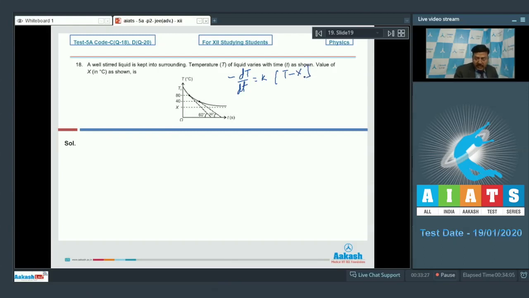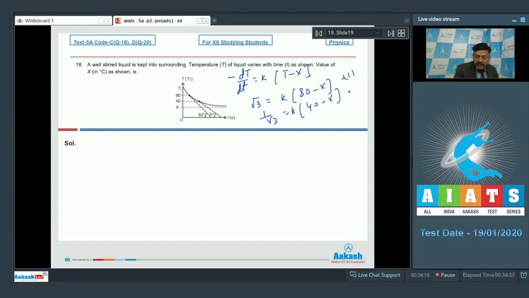Now at 2 points, the value of minus dT by dt can be given from the graph. So when temperature T is 80 degrees C, minus dT by dt, the negative of the slope, is tan 60 degrees, that means root 3. So we have root 3 equal to the constant of proportionality k times 80 degrees C minus x. Similarly at 40 degrees C we have tan 30 degrees, that means the magnitude of slope is 1 by root 3. So 1 by root 3 is equal to k times 40 minus x.